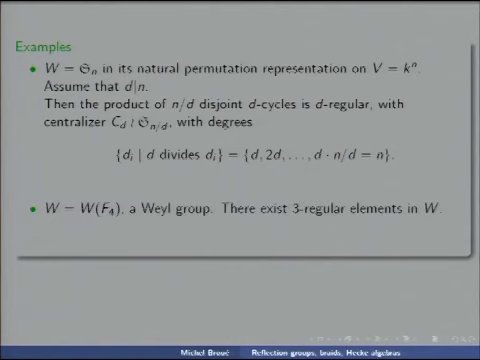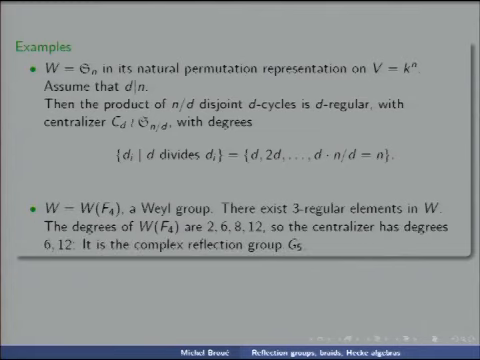A second example, always starting with the Weyl group. Start with the Weyl group of F4. Then it's a fact that there are 3-regular elements in W. The degrees of the Weyl group of F4 are 2, 6, 8, and 12. So the degrees of the centralizer of a 3-regular element, which is again a finite reflection group, are those degrees which are divisible by 3, namely 6 and 12. And this is precisely our complex reflection group G5, which was the first example I started with.